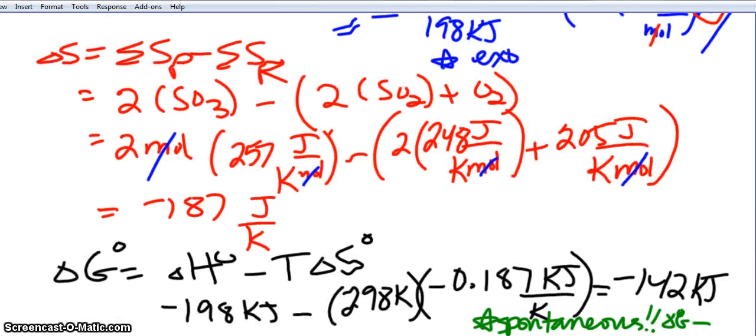All right, so here's my delta G work, and notice I plugged in the numbers, and notice I had to convert joules into kilojoules. And here's my final answer, negative 142 kilojoules. It is spontaneous, delta G is negative.